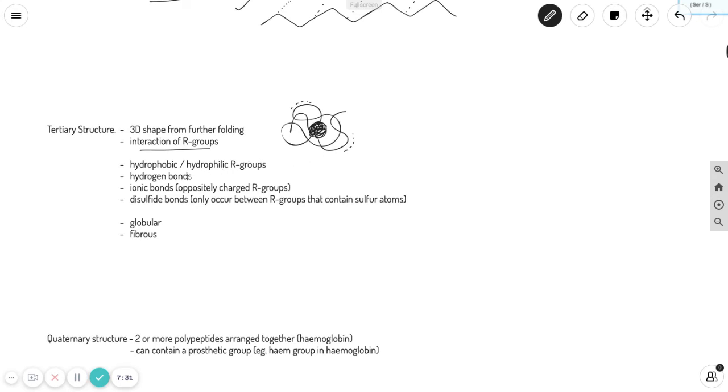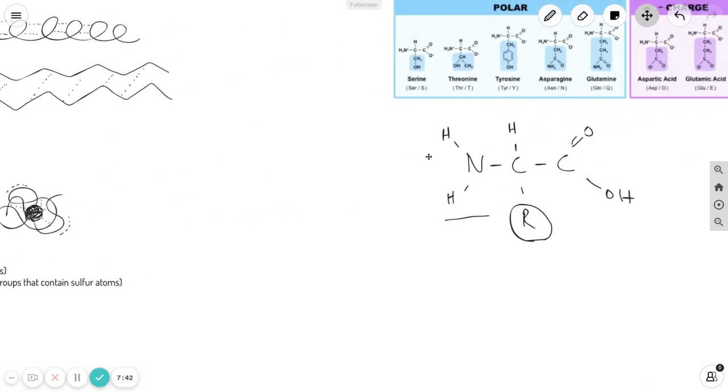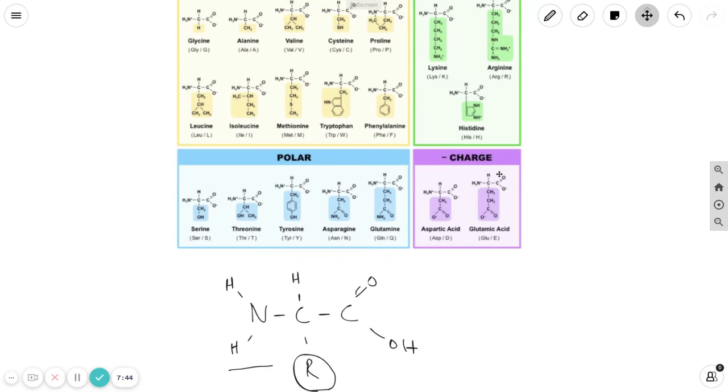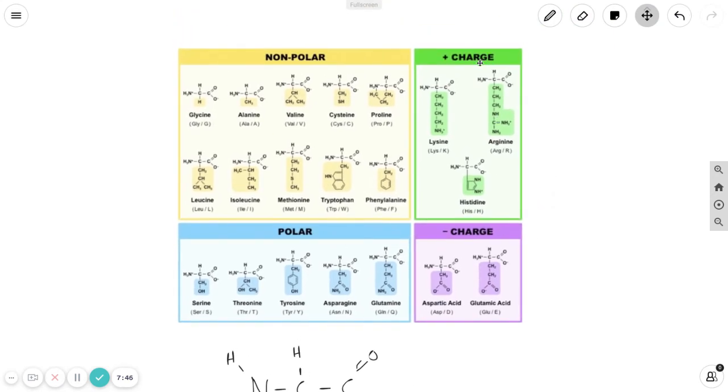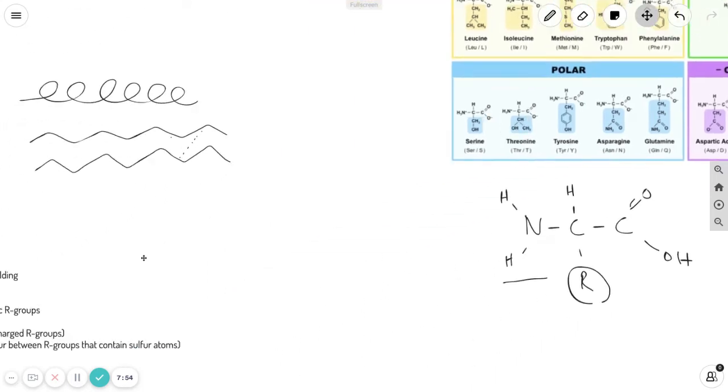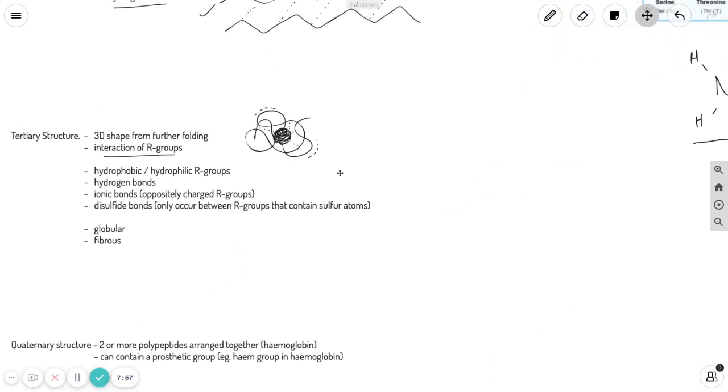So you've also got hydrogen bonds holding these weak little interactions here as well. And we've got ionic bonds. So if you remember, some R groups are negative charge and some are positive charge. So if you've got lysine, arginine, or histidine amino acids, they're going to be able to form ionic bonds with glutamic acid or aspartic acid. That's going to further strengthen and hold that shape.